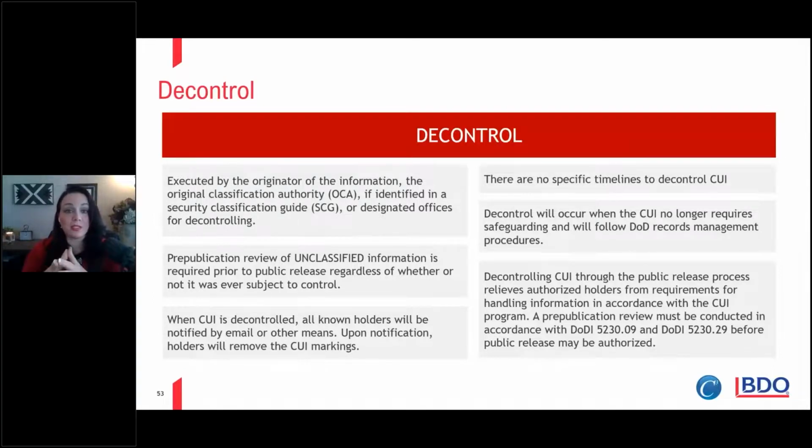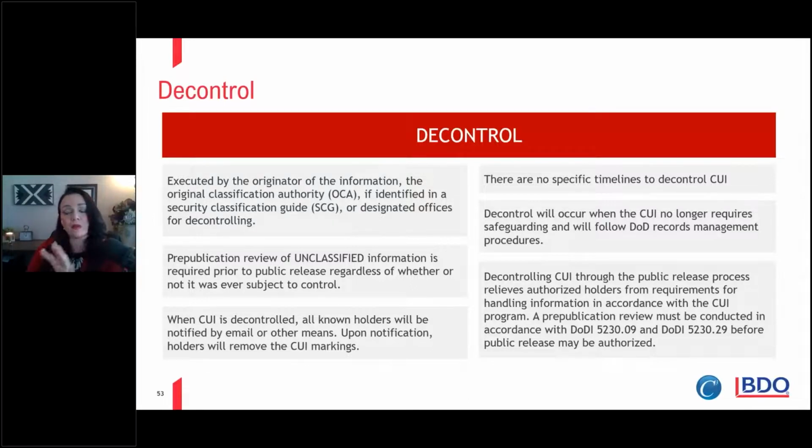Basically in the policy, we say we don't release CUI. And if we have to, it has to go through an internal review process, whether or not it was ever subject to control. And when the CUI is decontrolled, all known handlers will be notified by email or other means. Upon notification, those holders, if they have a copy of the document, will remove the CUI markings.